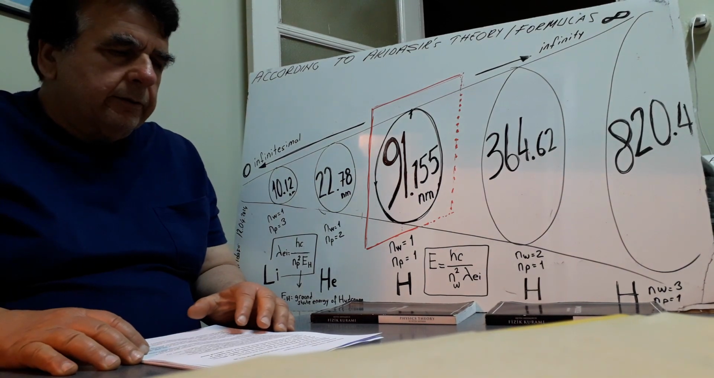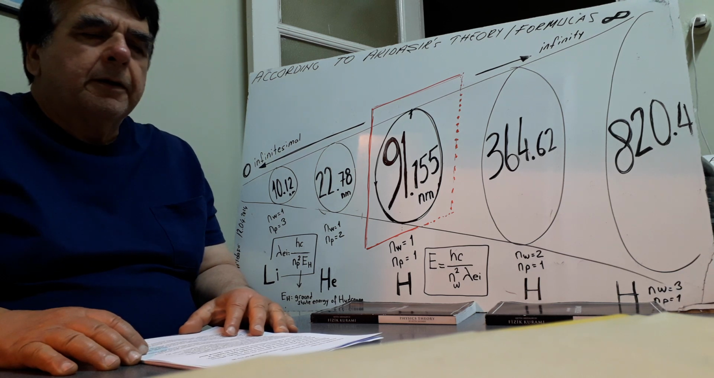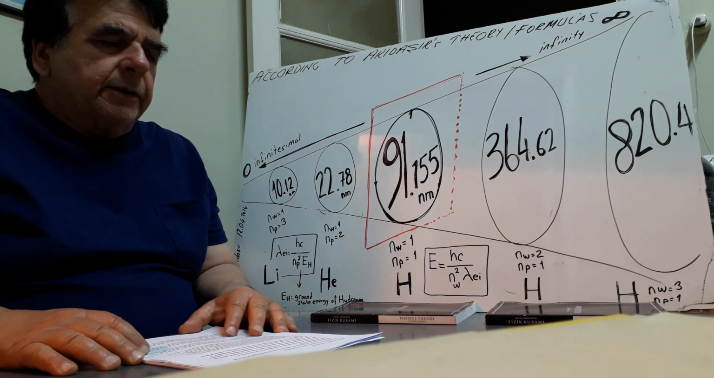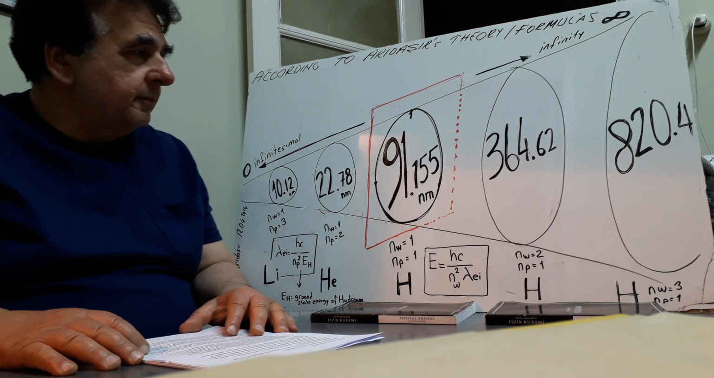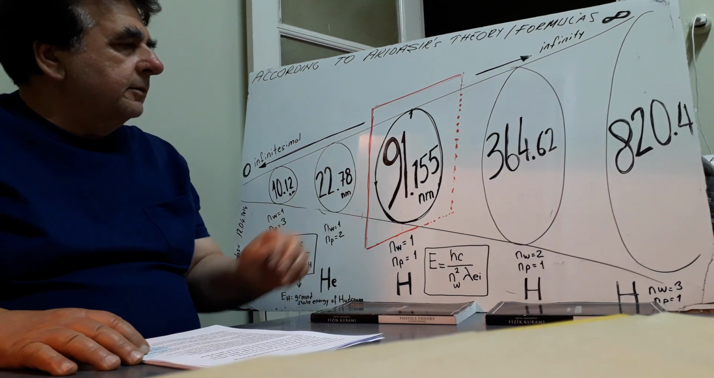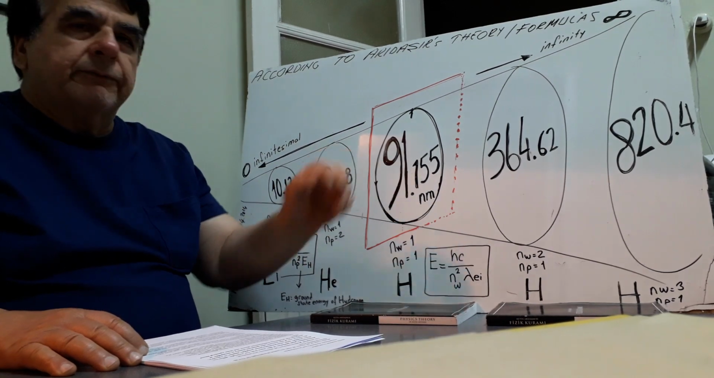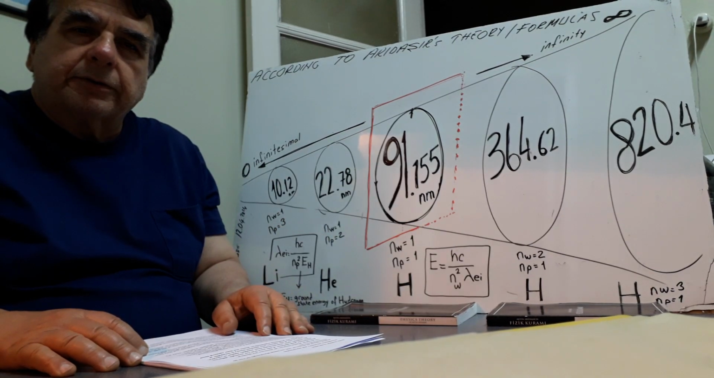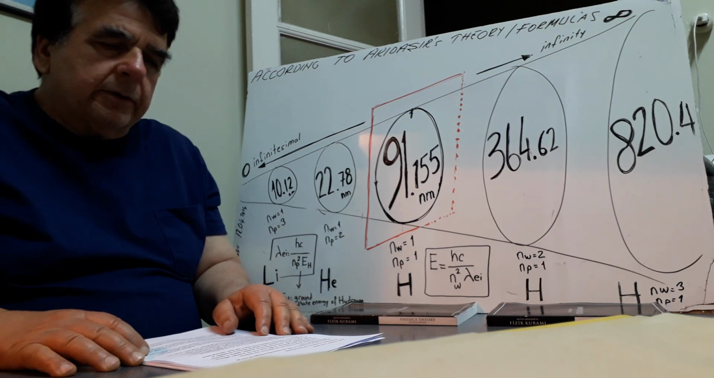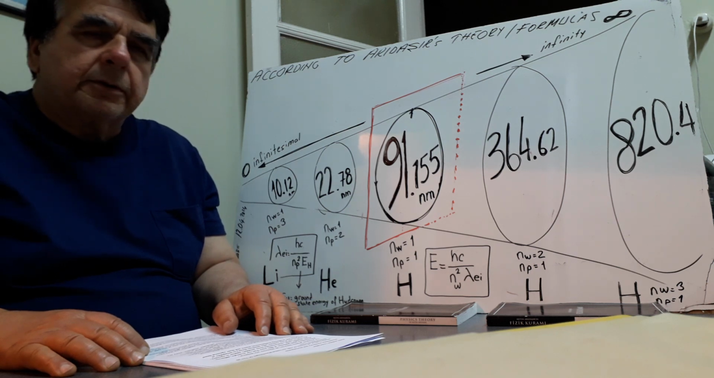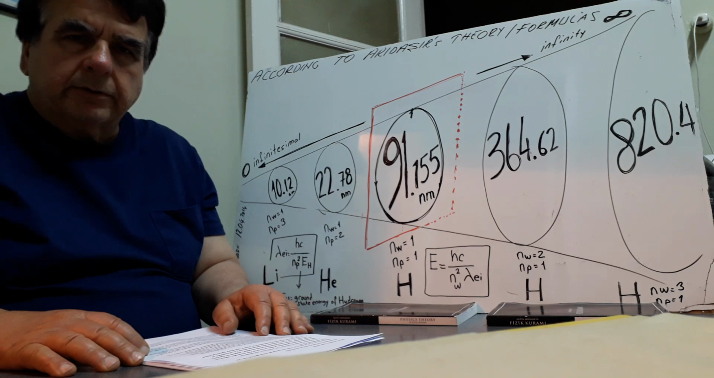According to my theory and my formulas, the master code of all atoms is 91.155 nanometer, the initial wavelength of the three-dimensional electron motion form.